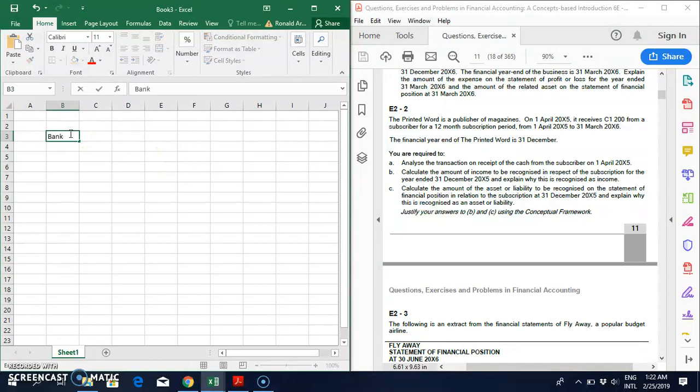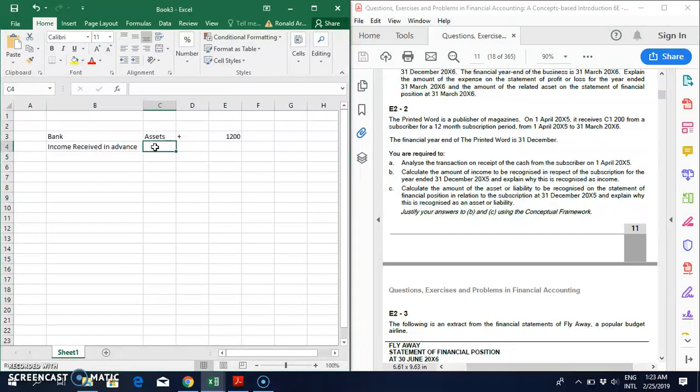So we have the bank account, which is an asset, increasing with 1,200. On the 1st of April, we received the money for a 12-month subscription. So we received the money, but we haven't yet rendered the service. So we call that account income received in advance. We still owe them the service, and therefore this is a liability, increasing 1,200. And this is the transaction happening on the 1st of April 2015.